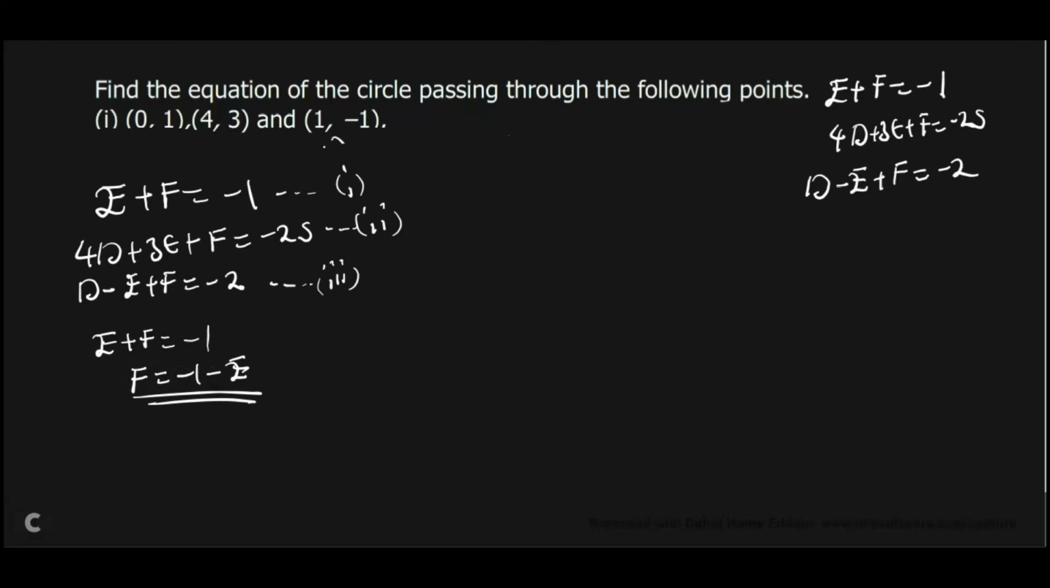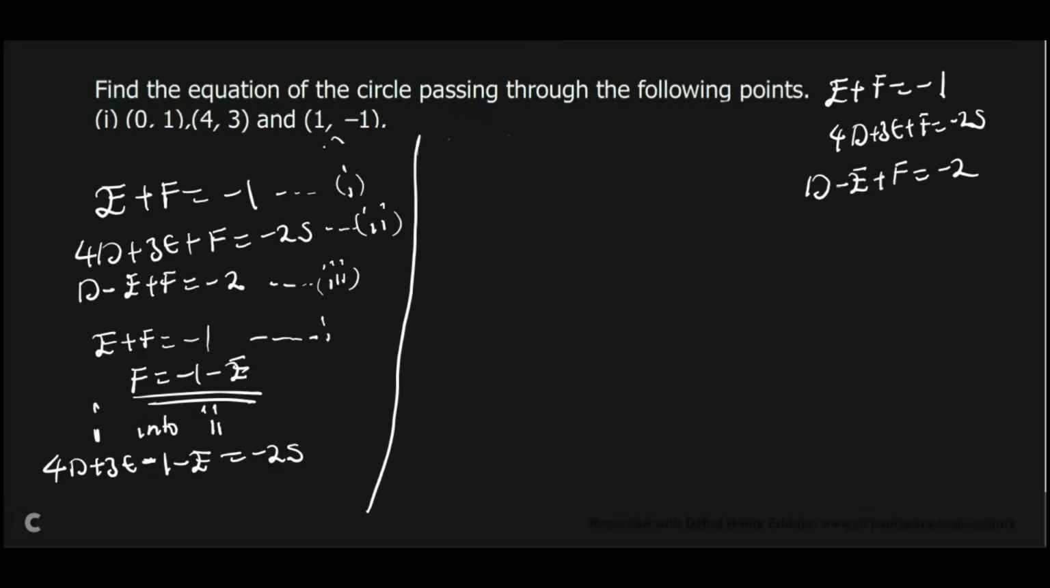So the first one you say equation 1, since this was equation 1, right? Equation 1 into equation 2. So to get equation 2, meaning that wherever there's F, we're going to substitute with negative 1 minus E, equal to negative 5.